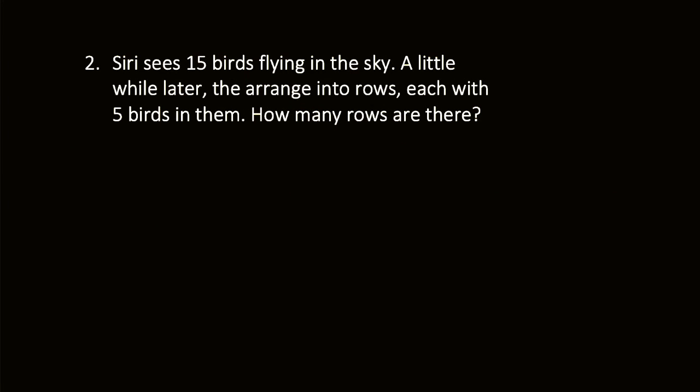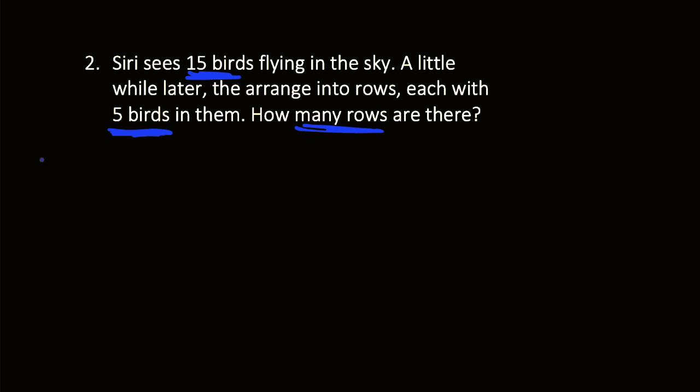So here's our next one. Siri sees 15 birds flying in the sky. A little while later, they arrange into rows, each with 5 birds in them. How many rows are there? So we know that there's 15 birds in the sky. We also know that a little while later, they arrange into rows, each with 5 birds in them. So 5 birds is important because it has a number and it's related to the problem. We also need to figure out how many rows there are.